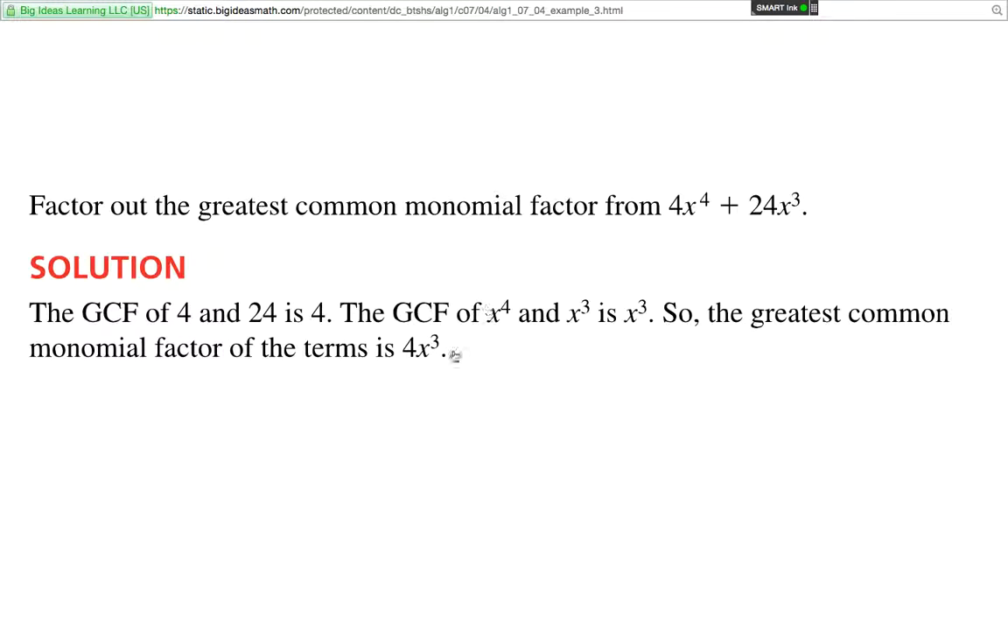So we're going to pull out a total of 4x to the third, and then we're going to use the distributive property to write the rest of the factored form. So you'll notice we pulled the 4x to the third out, and what's left? 4x to the third times what gives me the original 4x to the fourth? That's just x. And then 4x to the third times what gives me 24x to the third? That's a 6. So you notice we're back to the same spot we were before. We have a factored form, set them both equal to 0, and we can go and solve these if we wanted to. Okay?